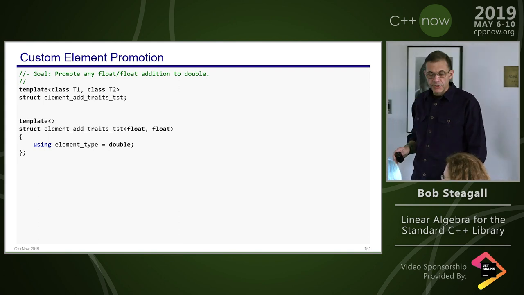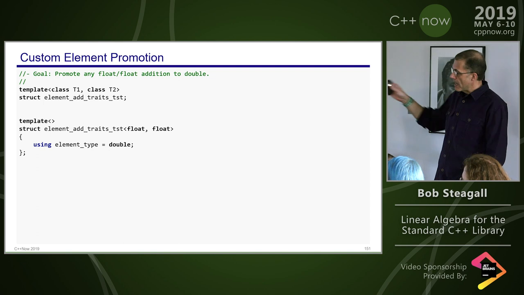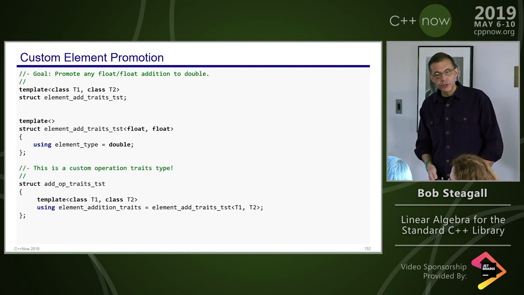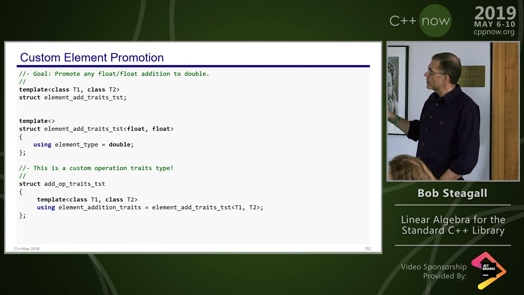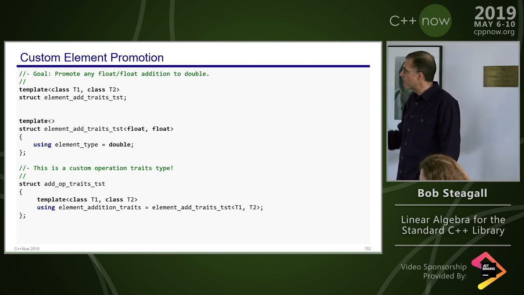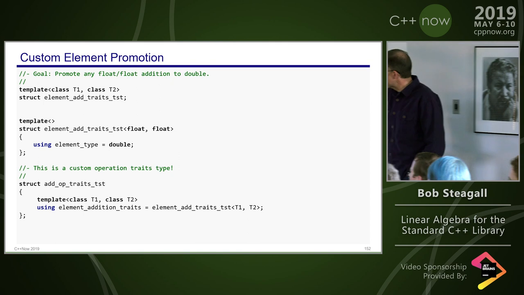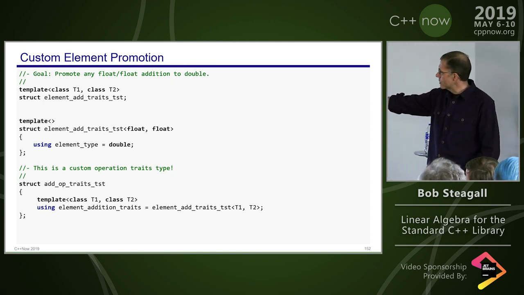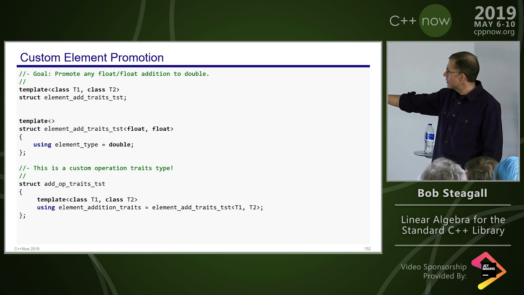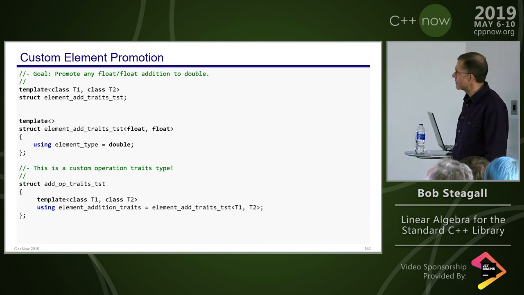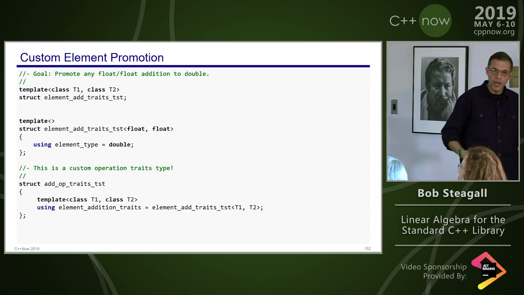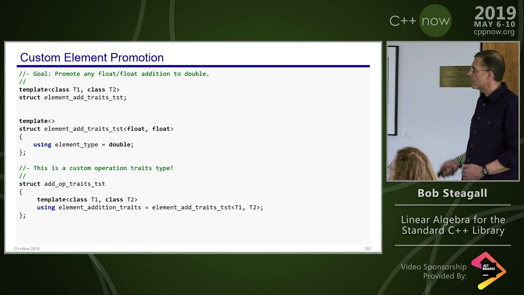They just happen to have the template signature that matches that of the default traits. And I'm going to create a new operation traits type. And in my operation traits type, inside of it, I'm going to bundle my new element addition traits, and I'm going to use the expected name element addition traits, and I'm going to set the type alias equal to the custom addition traits that I just created, right? All of this stuff is my custom stuff, and it exists in my namespace. I haven't touched anything in std math.